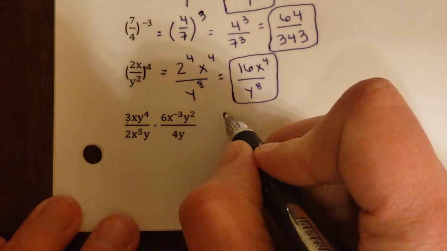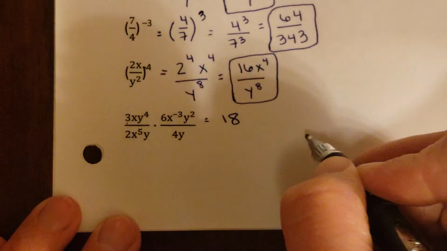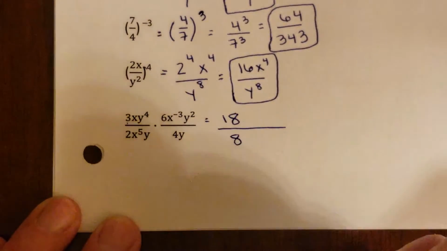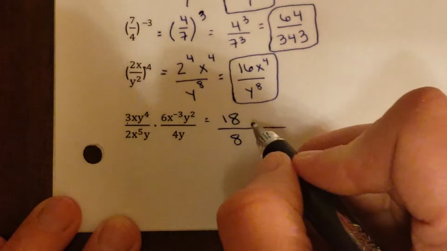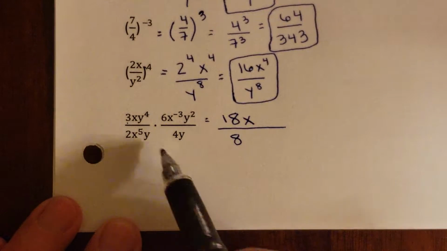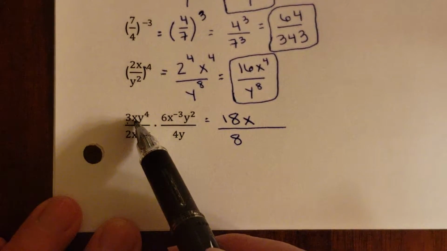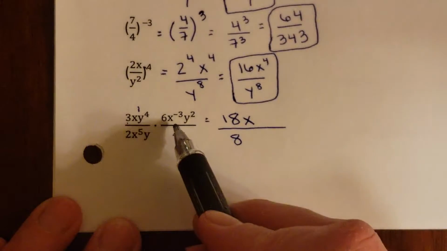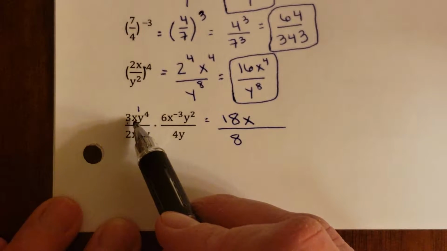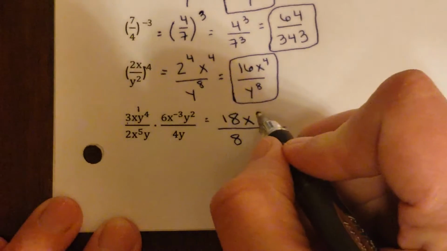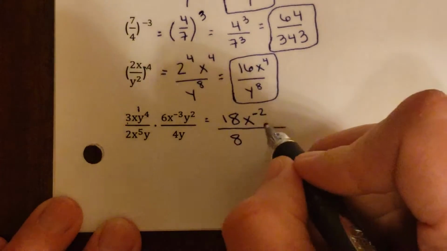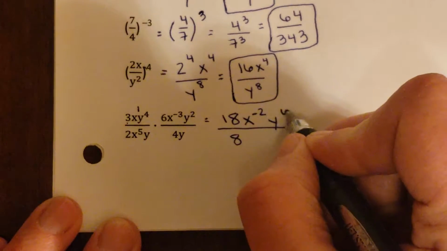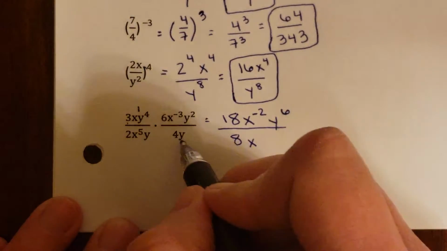3 times 6 is 18. 2 times 4 is 8. So I did the coefficients first, the big numbers. And now the x. I'll put that in the numerator first. This x seemingly does not have an exponent, but if it did have an exponent, it would be 1. No parentheses, so I can add the exponents. 1 minus 3 is negative 2. Y, no parentheses. 4 and 2 make 6. X to the 5th.